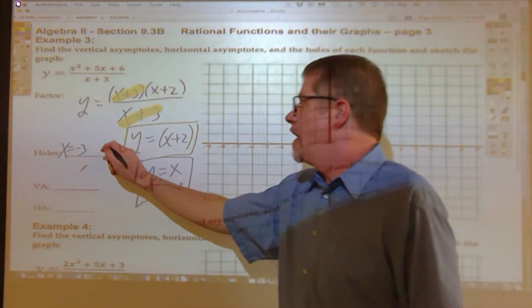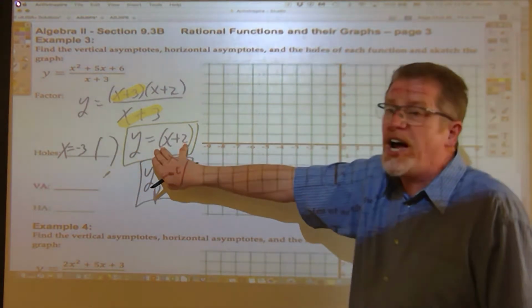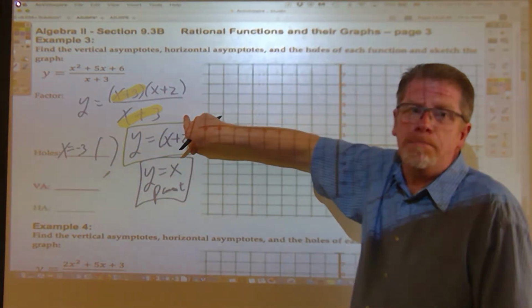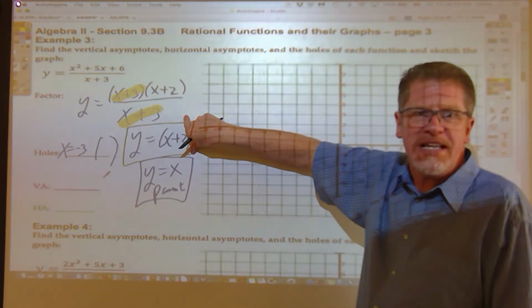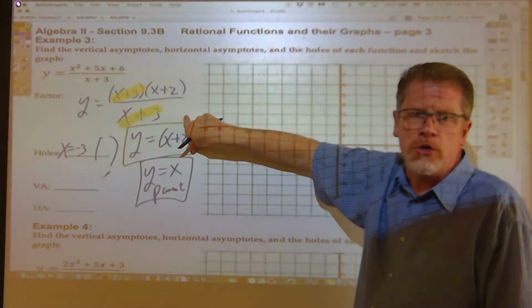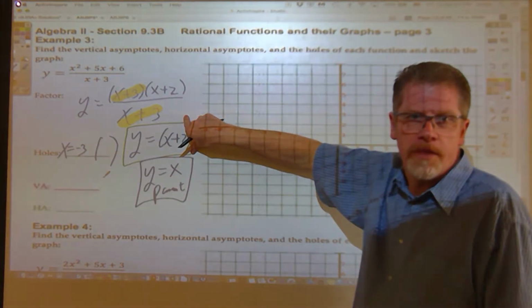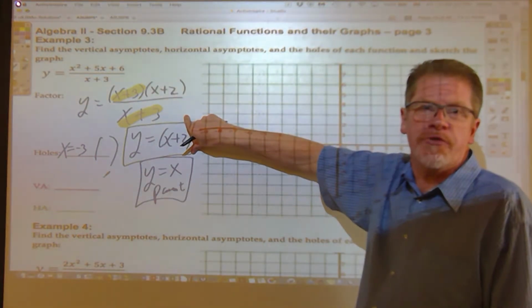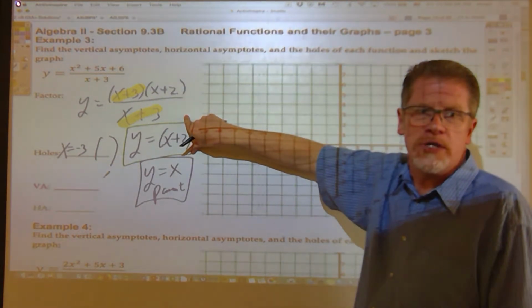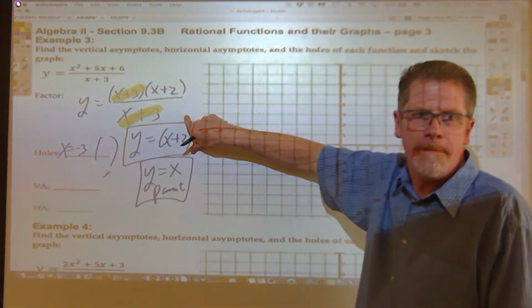Now, using the simplified version, the green box version, what is the y coordinate of the hole? Lauren. Thanks to your friend Daniel, we have the x coordinate of the hole at -3. What is the y coordinate of the hole?